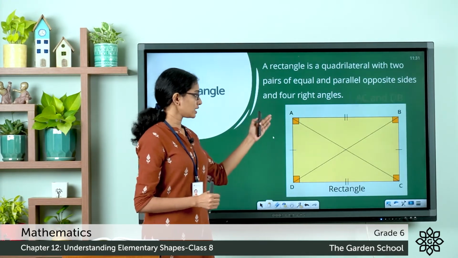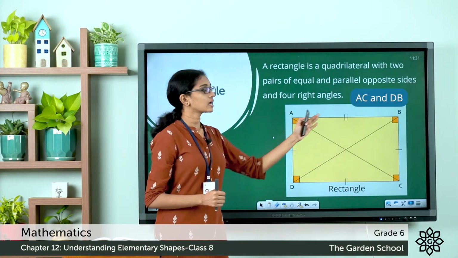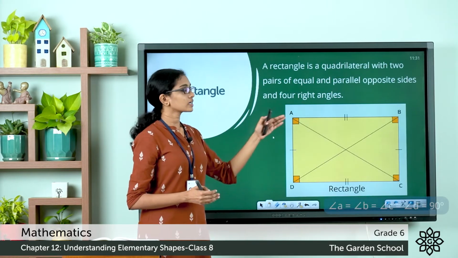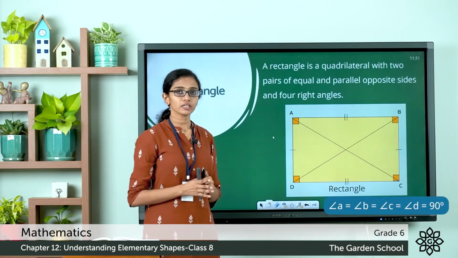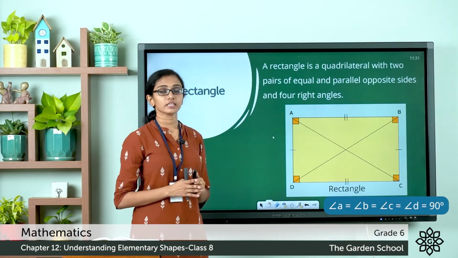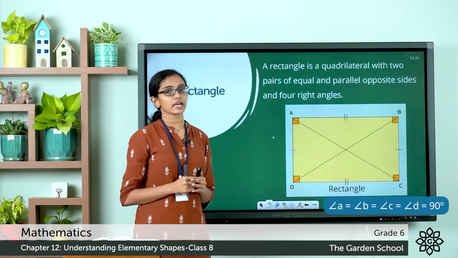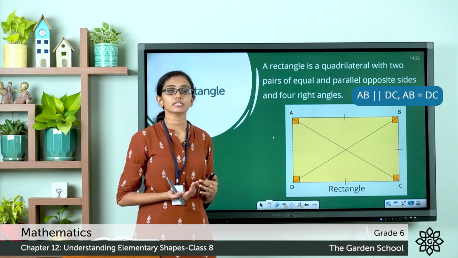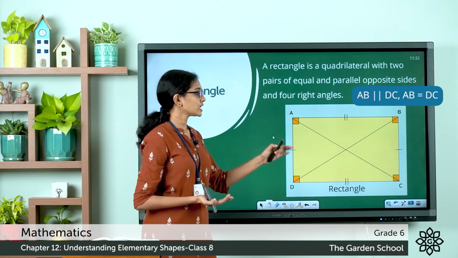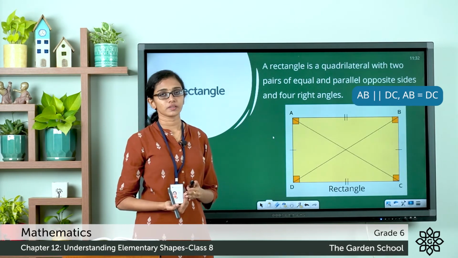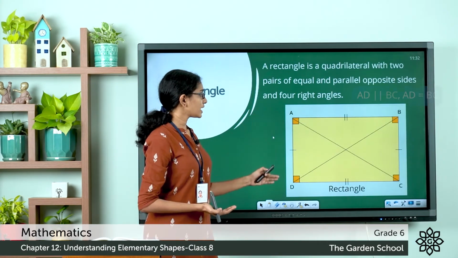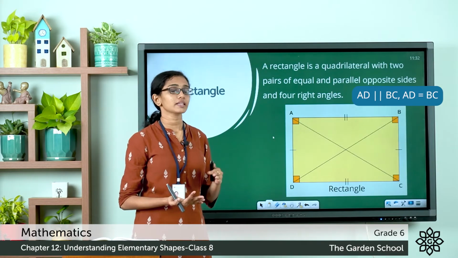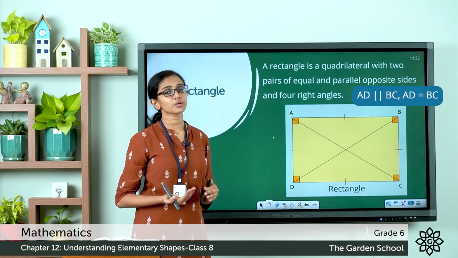The diagonals are AC and DB or BD. We can see the angle A, angle B, angle C and angle D. All these are right angles. Now the opposite sides, side AB and side DC. These are equal in length and parallel to each other. Now the sides AD and BC. They are opposite sides, they are parallel to each other and equal in length.